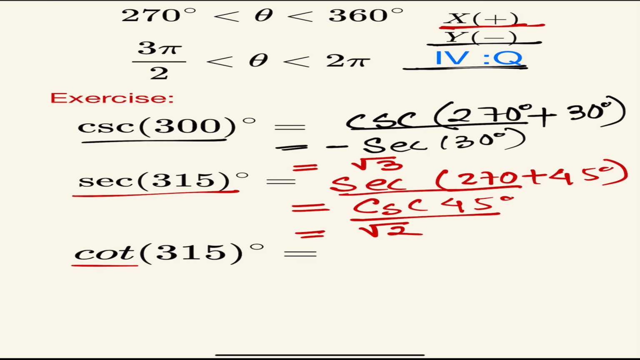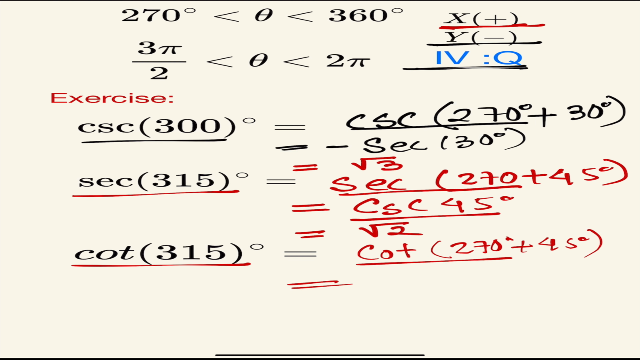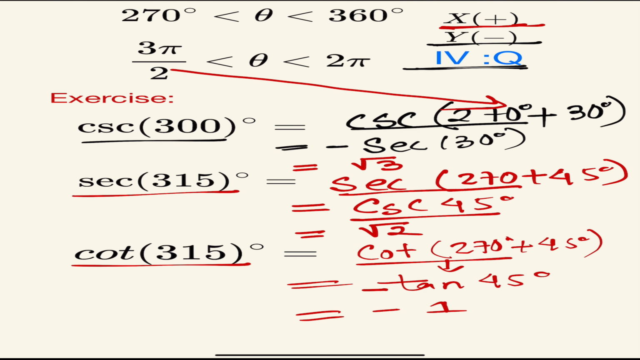Now we have cotangent 315. So we write it down, cotangent 270 plus 45, same as that one, right? So we have to change the function first into tan function, tan 45, but we have to change the sign. What is tan 45? It's just 1. So again, I want you guys to change 270 to 3 pi by 2 in terms of radians and practice all of them, okay?